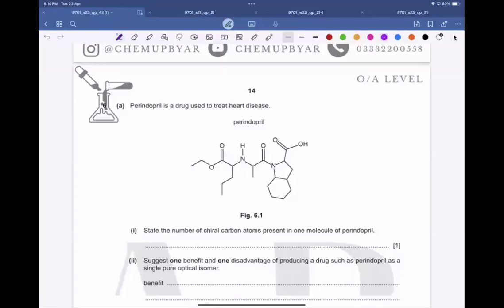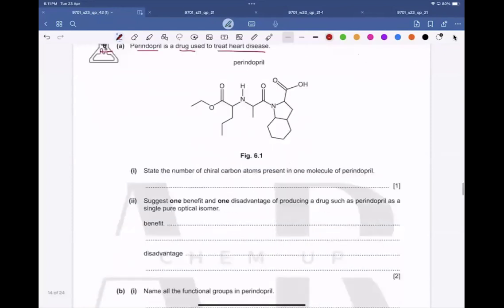So we have to start with question number 6 today. Perindopril is a drug used to treat heart disease. Here we got the structure. State the number of chiral carbon atoms present in one molecule of perindopril.